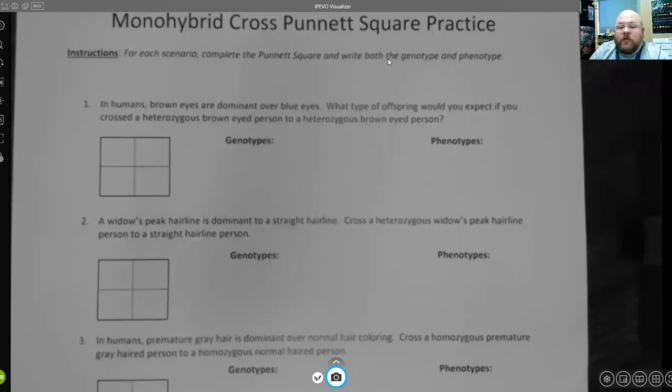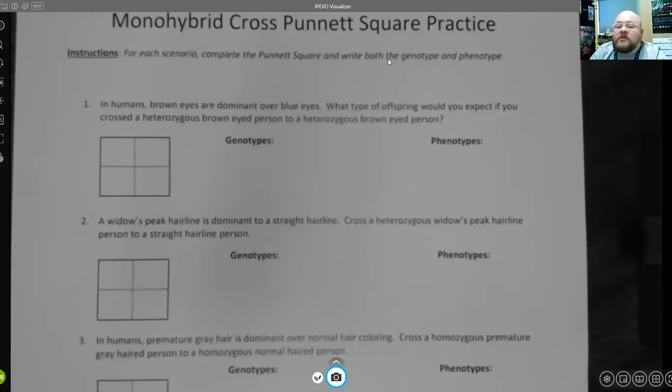Now let's read through these and look at some of the important words here, and we'll walk through what you should do. Okay, the first scenario says, in humans, brown eyes are dominant over blue eyes. What type of offspring would you expect if you crossed a heterozygous brown-eyed person to a heterozygous brown-eyed person? Well, first of all, we can see both people that are crossing are heterozygous brown-eyed people. So we're going to have the same thing on the top of the square as we do on the left side of the square.